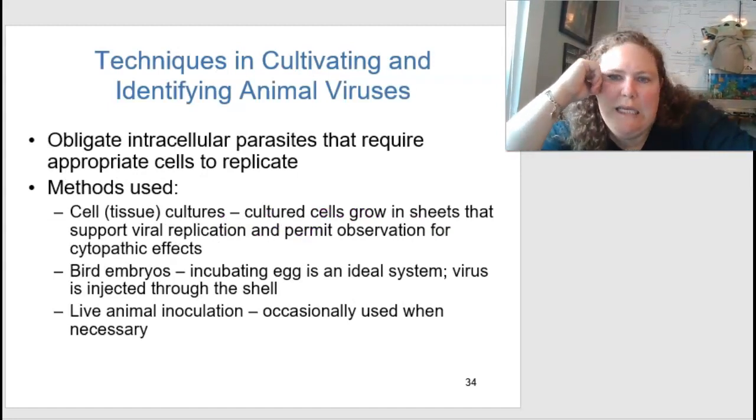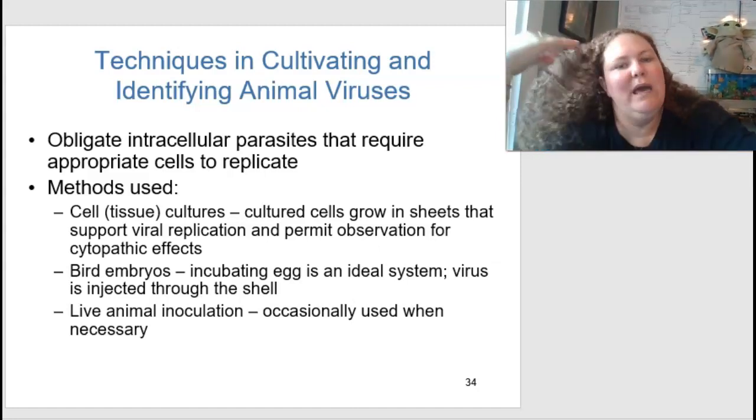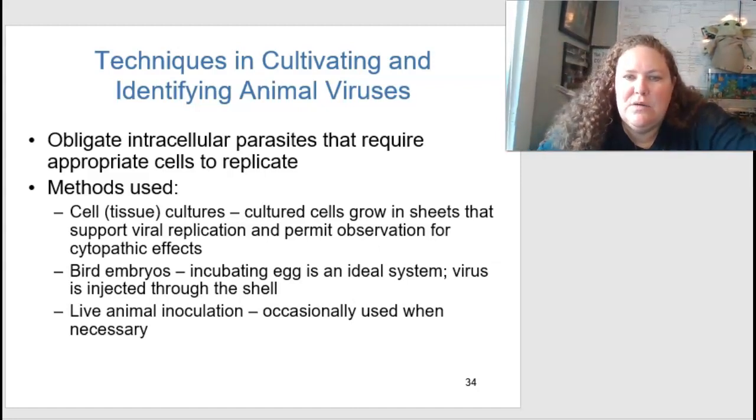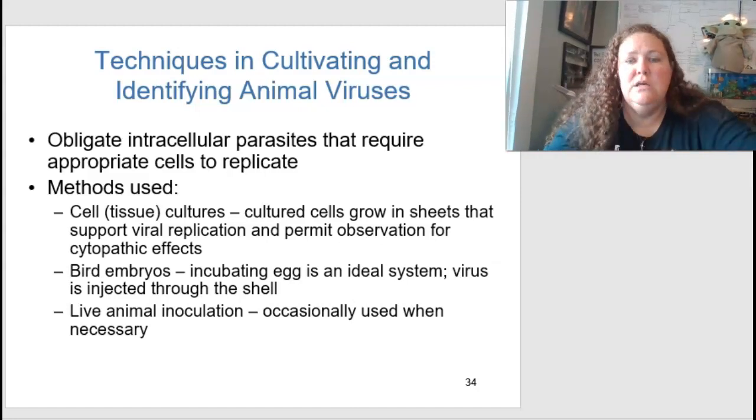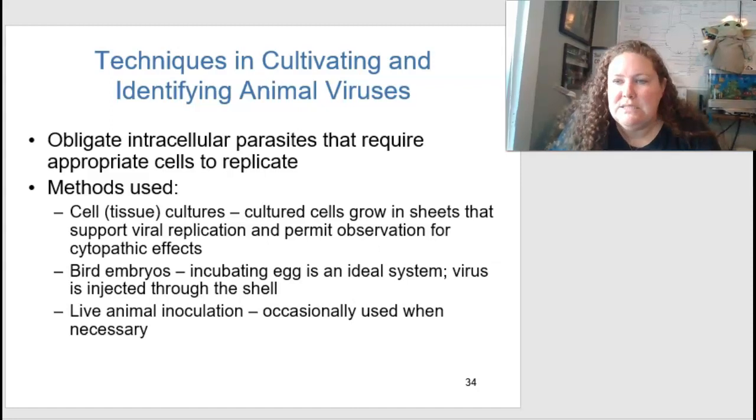So what are the different techniques that we use in cultivating and identifying these animal viruses? Well, we have obligate intracellular parasites that require appropriate cells to replicate. And the methods used could be the cell or tissue cultures, where we have cultured cells that grow in sheets that support the viral replication and permit observation for cytopathic effects, so we can study them. You have bird embryos that we can use. This is where we incubate an egg, which is going to be an ideal system, and then the virus is going to be injected through the shell so that it can take over that really large egg cell.